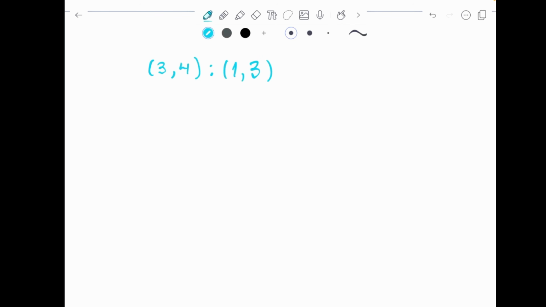Can everyone see? Yes, it's very, very visible.